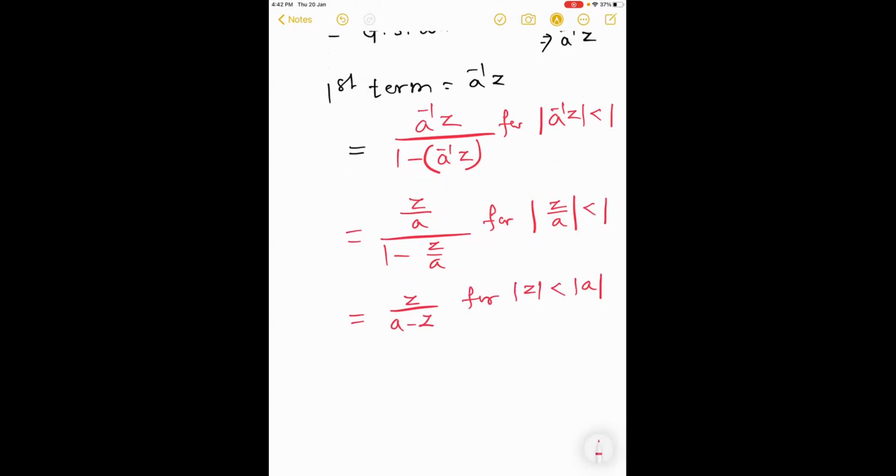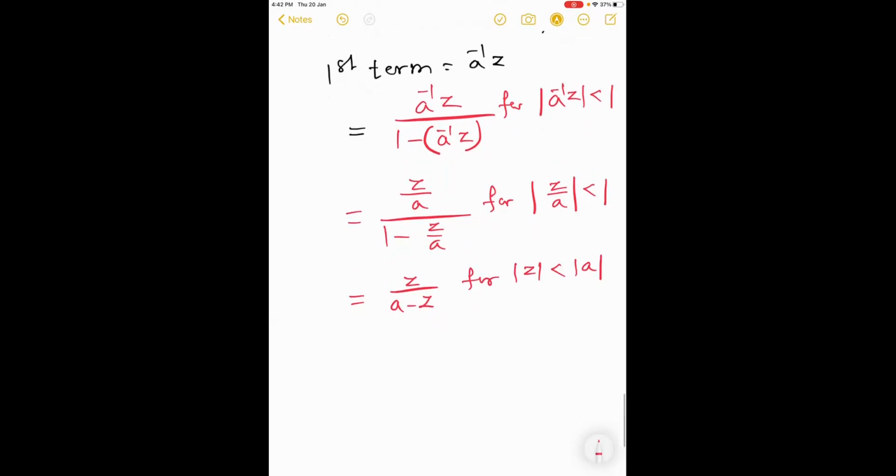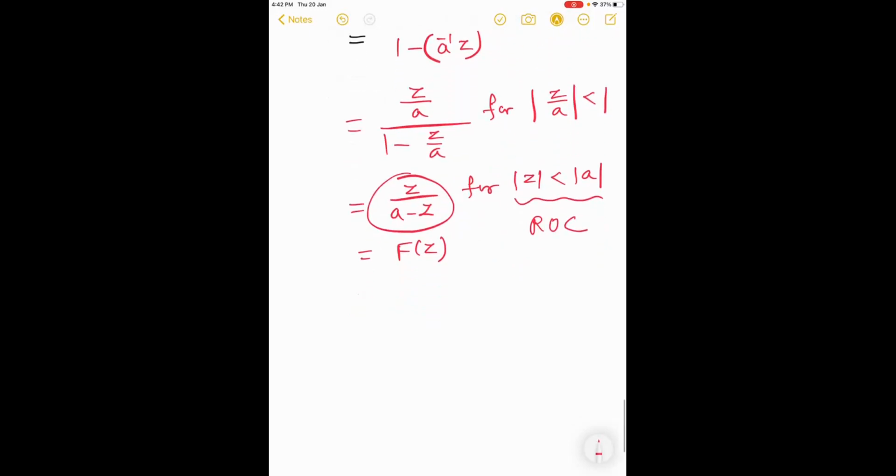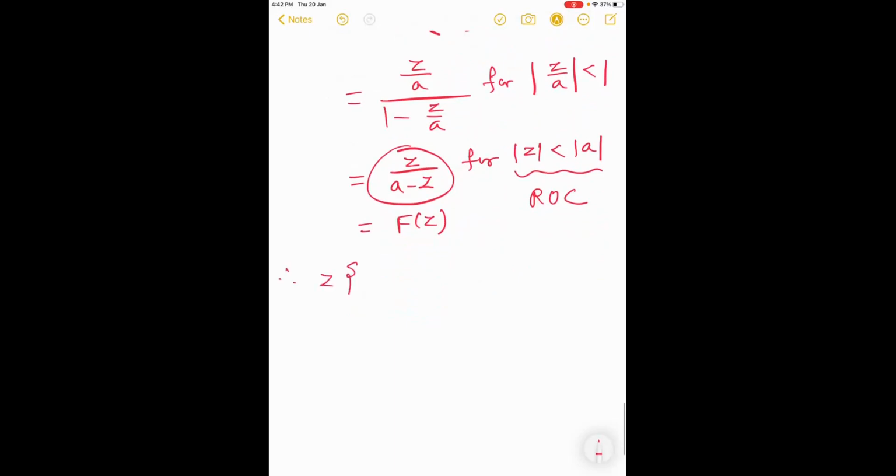Is it making sense? Yes, ma'am. So just to simplify with LCM, a will cancel and z upon a minus z will remain, which is a function of z. And this is your region of convergence, ROC, mod z less than a. So you can remember, therefore, z transform of a raised to k for k less than 0 is z upon a minus z, for mod z less than mod a.